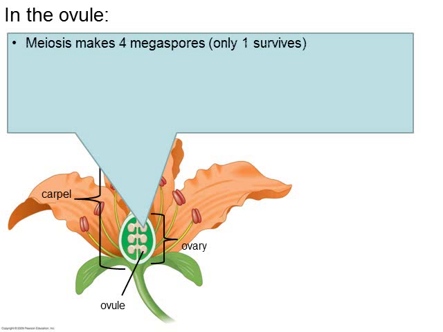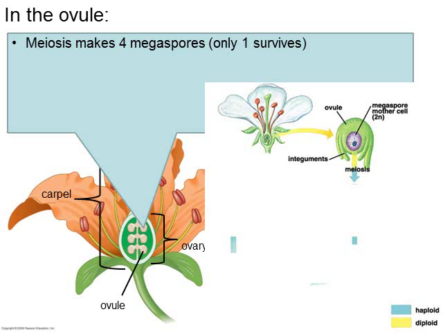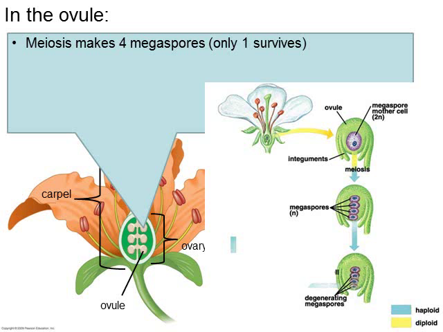So we know that anytime reproduction is involved, you should know meiosis is involved and that the cells created will be haploid. So if we follow this picture, it says meiosis makes four megaspores. Here we have one cell in purple, but it's going to divide by meiosis to make four cells. You see how they're labeled megaspores. But like it says in my notes, of those four cells, only one of them is going to survive. In this next picture, you see there are four purple cells drawn, but three of them are labeled degenerating. That means that they're going to die. They're going to wear away. So four cells are made, but only one will survive.